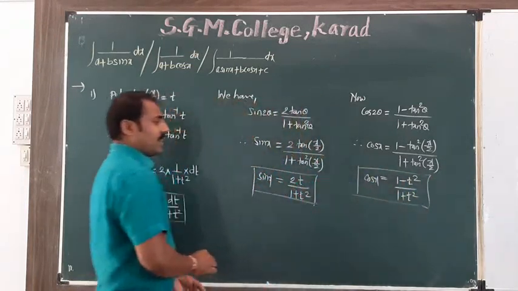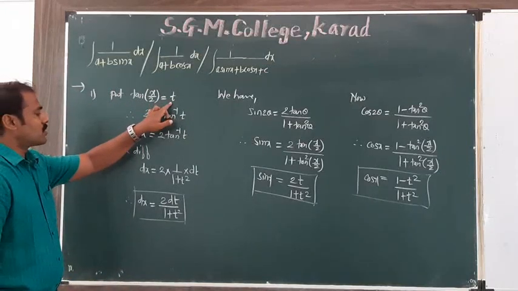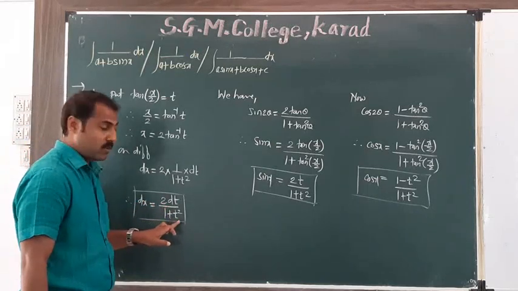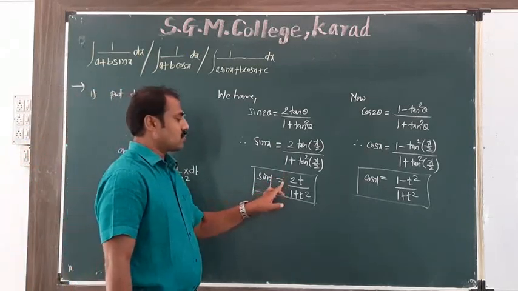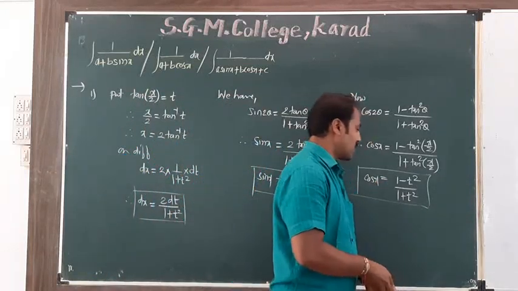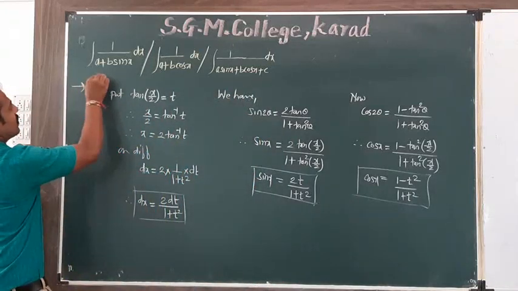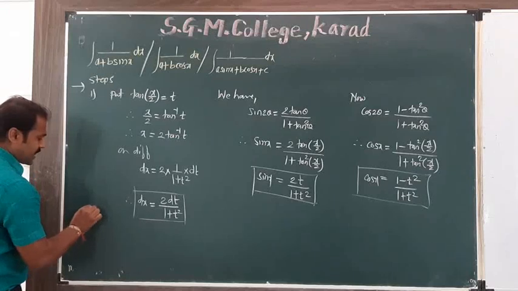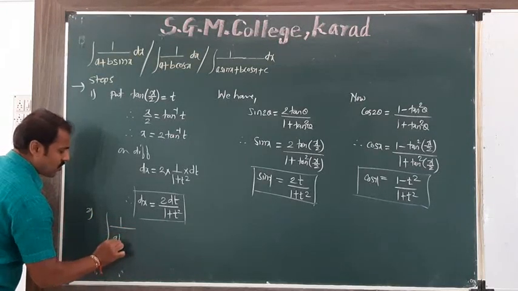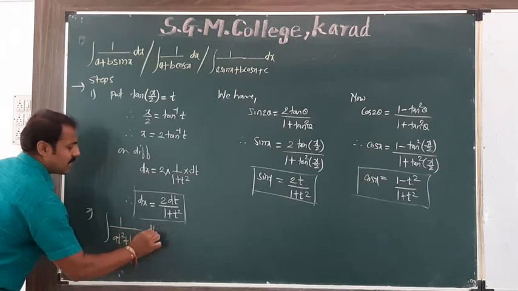In an example, we only write: put tan x by 2 is equal to t. On differentiating, dx is equal to 2 dt divided by 1 plus t square. Sin x is equal to 2t divided by 1 plus t square. Cos x is equal to 1 minus t square divided by 1 plus t square. It's our step number first. So what is the second step? After substitution, the given integration becomes integration of 1 upon at square plus bt plus c dt.